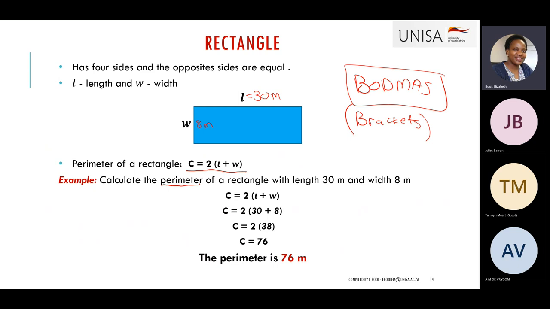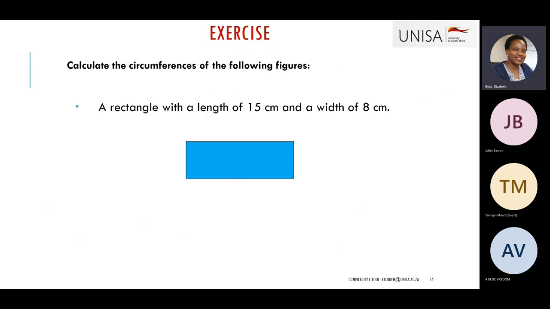and the perimeter of this rectangle is equal to 76 meters. Sometimes in your modules, they might give you the units in meters, and then in your options they give you the answer in another unit. Therefore, they expect you to know how to convert from one unit to the other, like we did just now. So you must pay attention to the options as well.